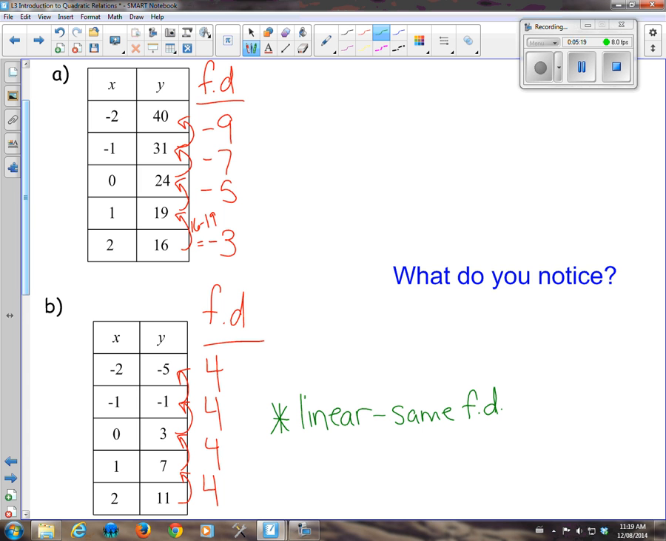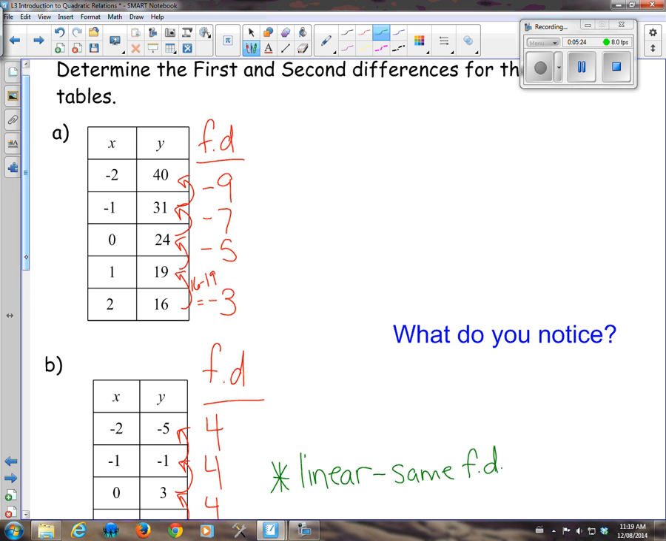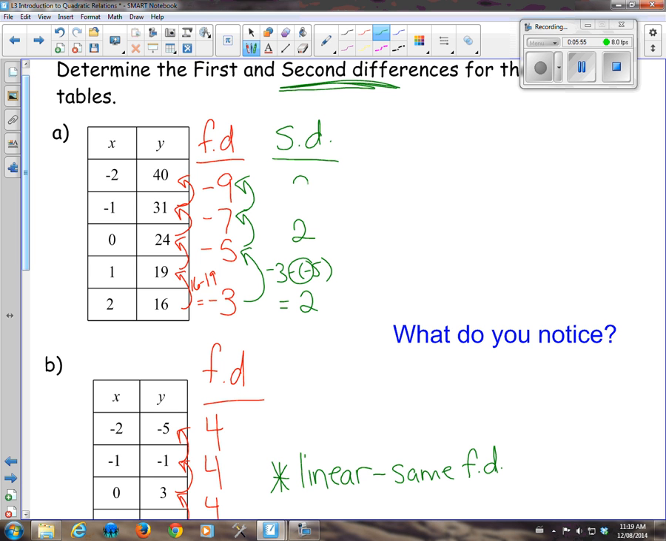That one, however, does not have the same first differences. So that would mean that it is not linear. Now, it talks up here about second differences. Second differences, you just keep going with your table and you subtract your first differences. So I do -3 minus -5. Remember, that's like +5. -3 plus 5 would be 2. And I do the next one. -5 take away -7 would also be 2. And I do the next two. -7 take away -9 would also be 2.